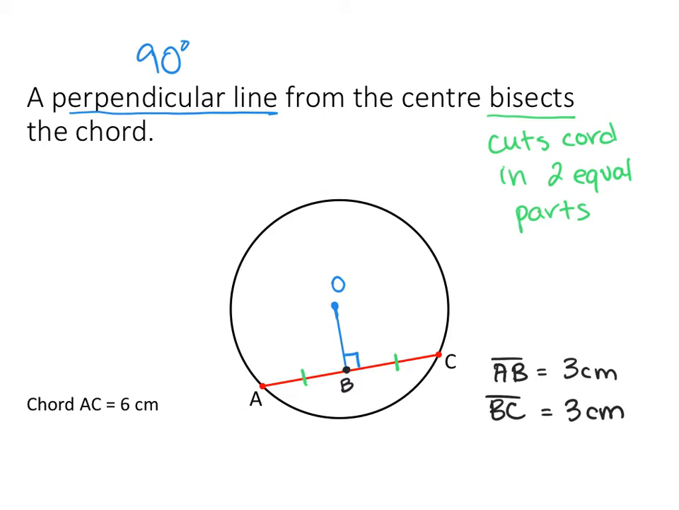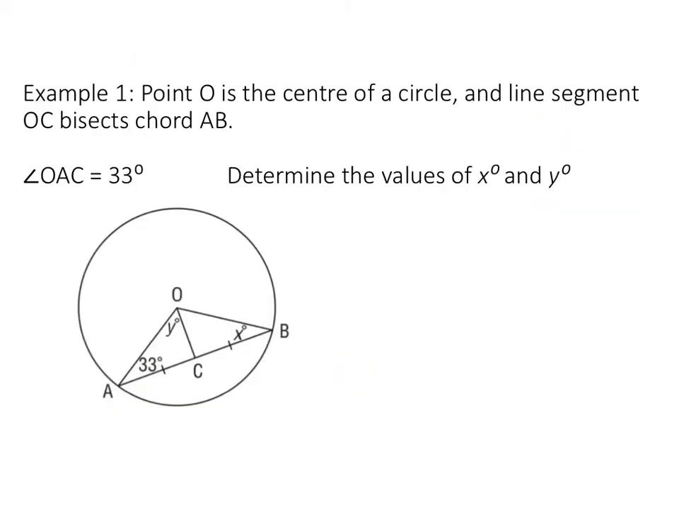So keeping these properties in mind, we'll be able to solve some problems, usually involving Pythagorean theorem, keeping in mind that we have a 90-degree angle here, they're perpendicular, and it cuts my chord into two equal parts. So let's look at our first example.